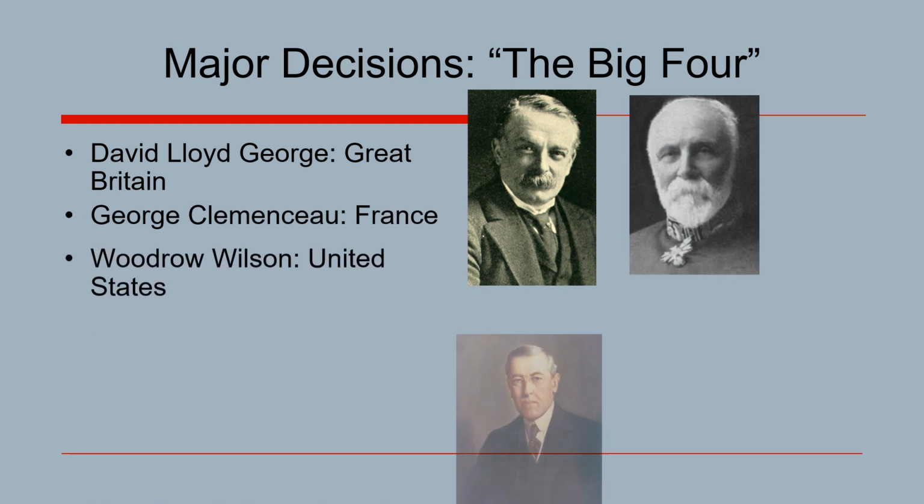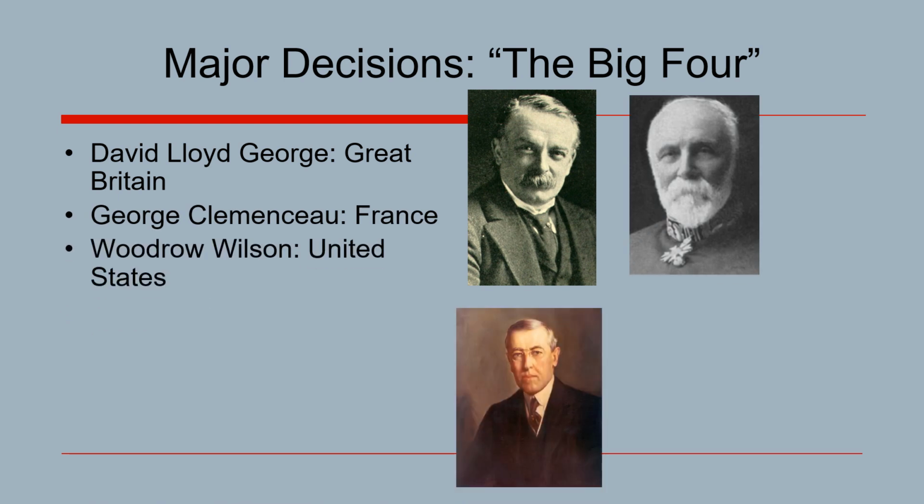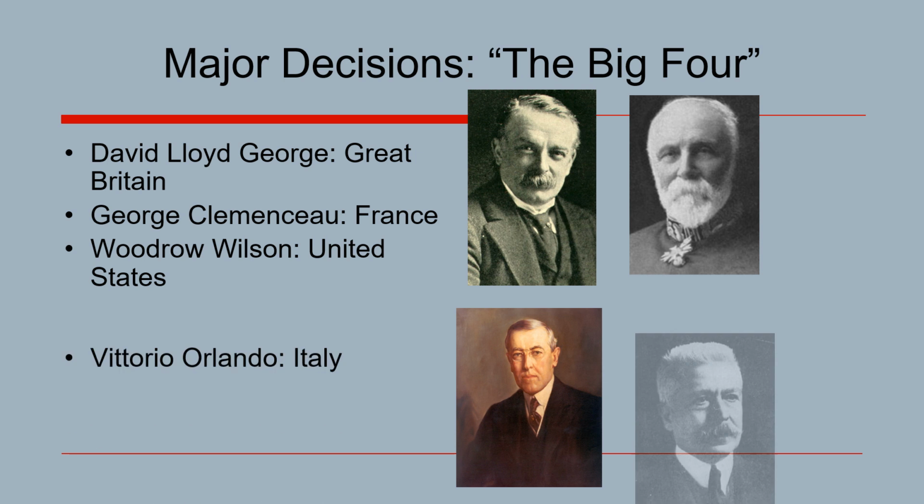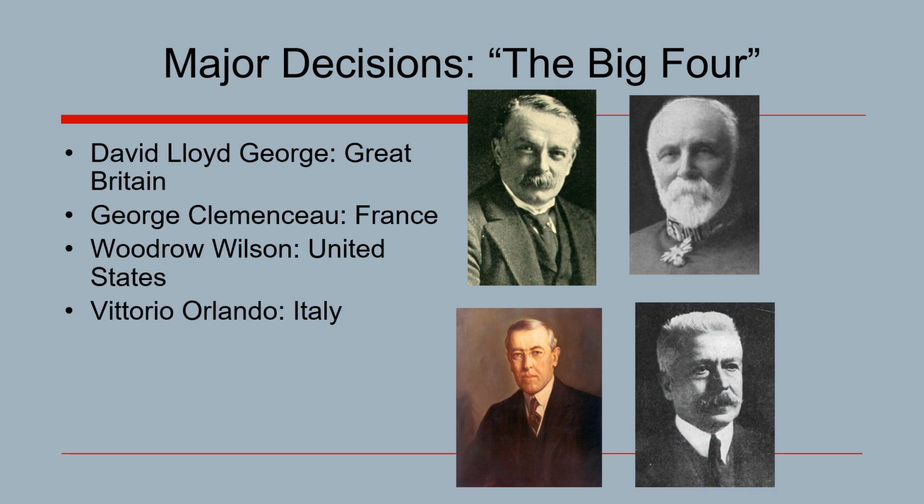The four countries which dominate the Paris Peace Conference are Great Britain, France, the United States, and to a lesser extent, Italy. Italy is actually going to leave the conference early because they feel they are not being treated with the same amount of respect as the other big three are treating each other. These are the most powerful countries of the Allies. They are the largest countries. They are the countries that have sacrificed the most in terms of men and materiel. But they have very different aspirations and very different goals.